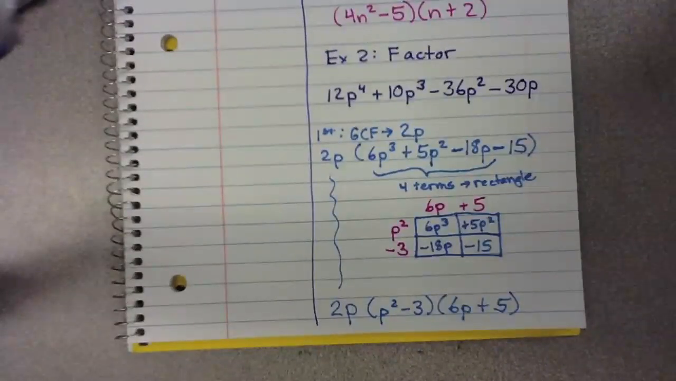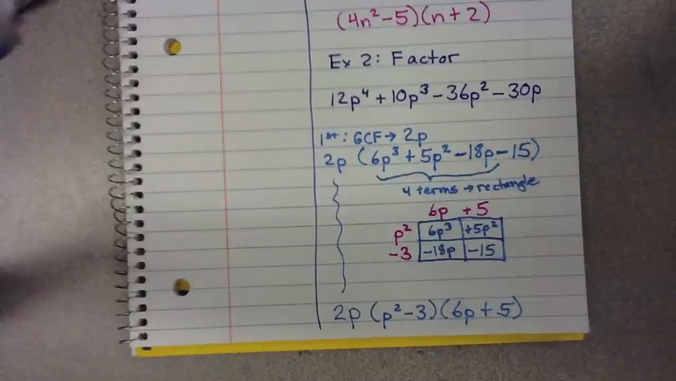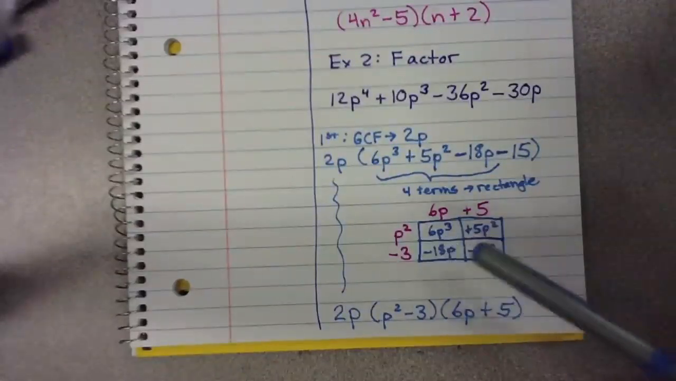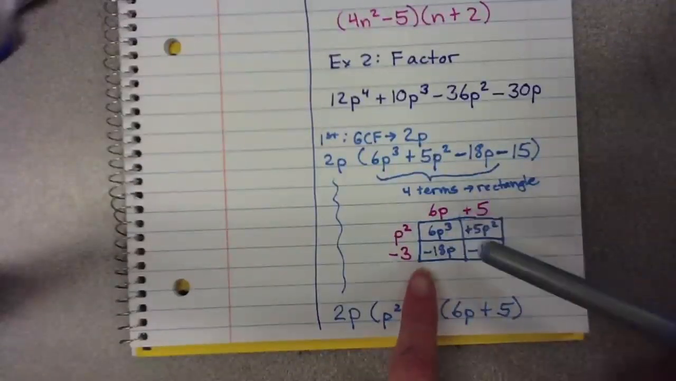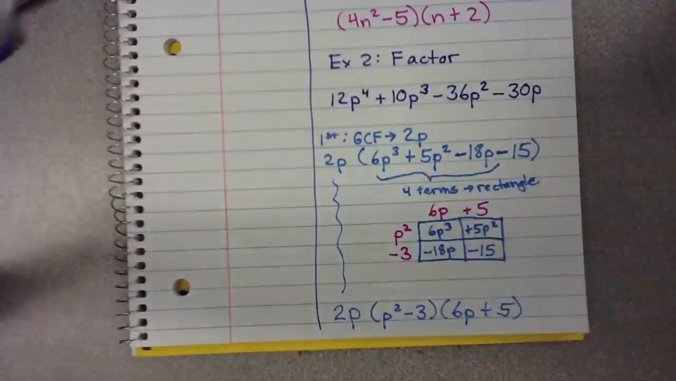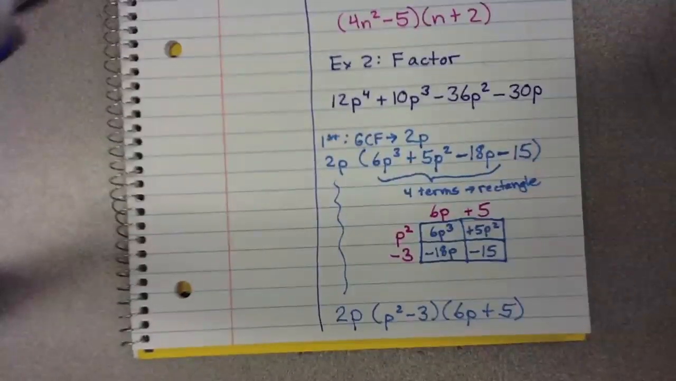Would you ever be able to skip the GCF part and just go straight to the rectangle? No, you always want to pull the GCF out first. You'll find sometimes if you have a GCF that you left in there, that these won't work out right. It won't balance out correctly.